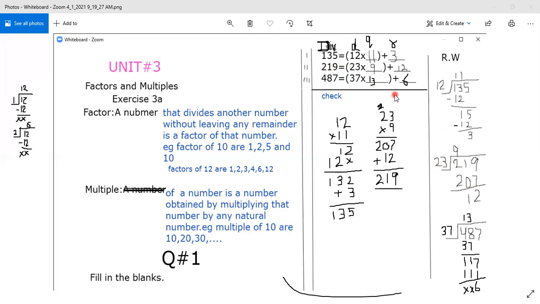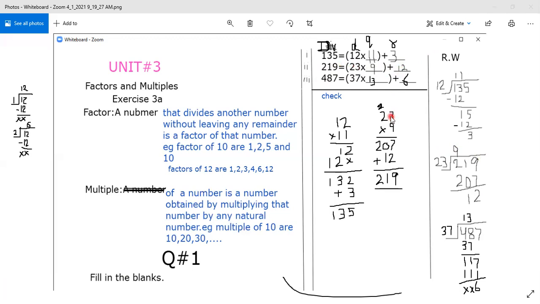Now, as I told you in the first part, in the first blank, you will place your quotient. And in this question, 9 is the quotient. In the second blank, you will place your remainder. 12 is the remainder. Now, it gives the sense that 23 times 9 plus 12 is equal to 219, or in other words, dividend is equal to divisor multiplied by quotient plus remainder.